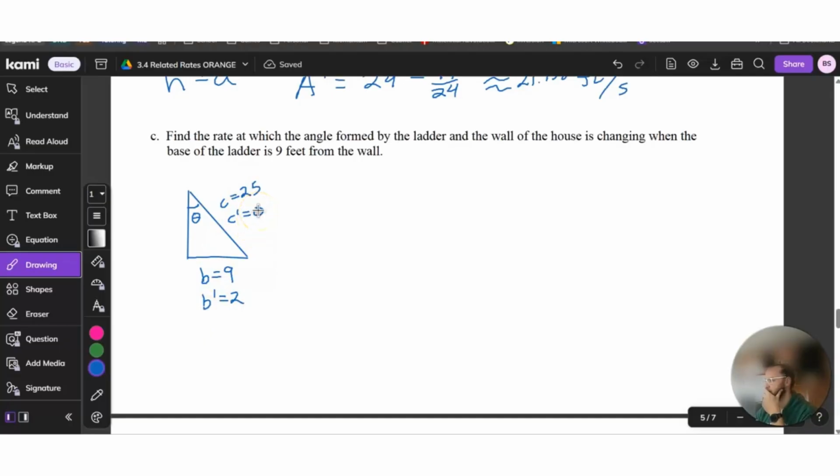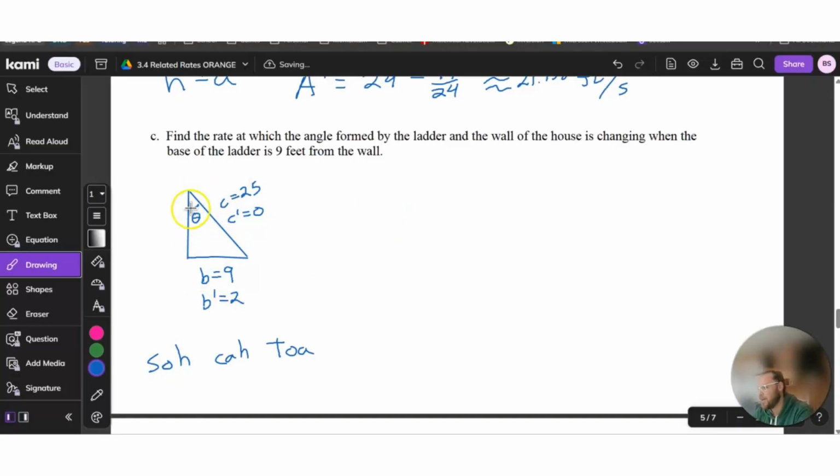SOHCAHTOA, but which one? Is it sine, cosine, or tangent? Why? Well, what's cosine stand for? We need the opposite and the hypotenuse. So which one is that? Sine. Mary Claire to save the day. Who would have guessed?